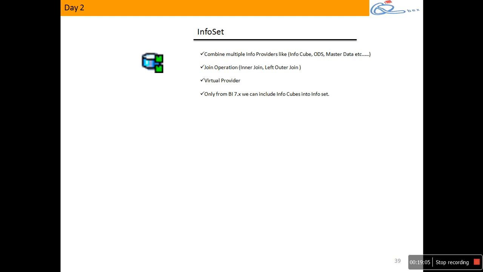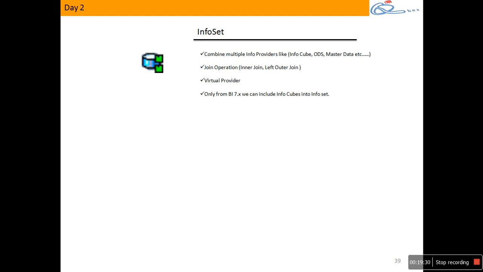If you want to combine the providers, cubes or DSOs with a union operation, then I'll go with what? Multi-provider. If you want to combine them with a join operation, inner join or left outer join, then you'll go with what? InfoSet. And InfoSet is also a virtual object. When I say virtual, what? There's no data physically in the InfoSet, and you can design a query on it. At the runtime of the query, it reads data from the base providers, joins the data and then gives it. Simple enough.